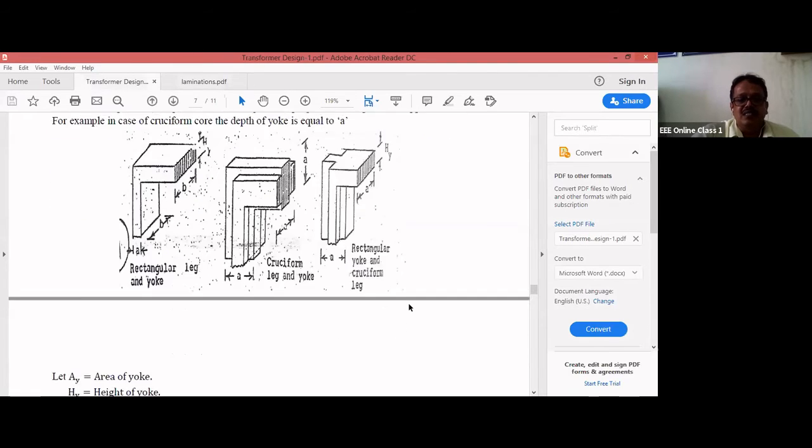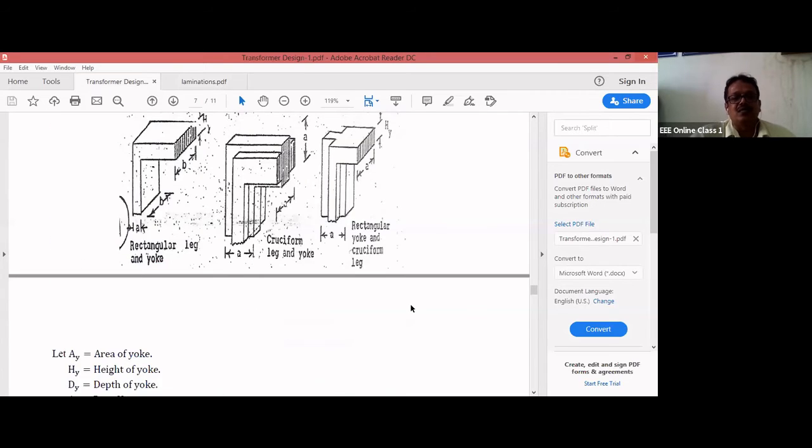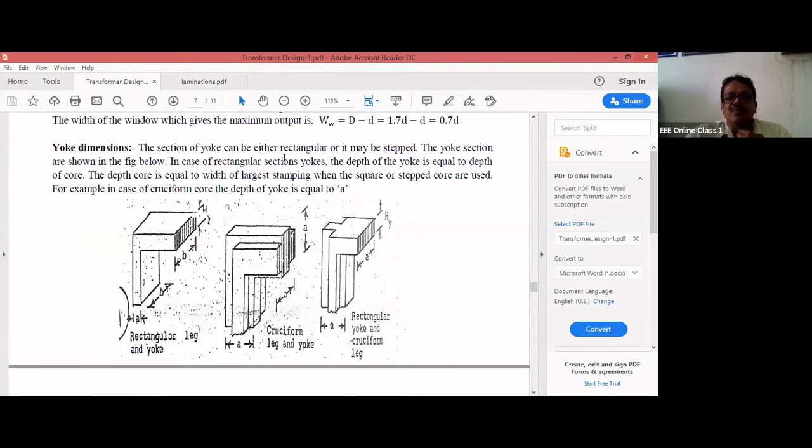So we will discuss the yoke. The section of the yoke can be either rectangular or stepped: 2-stepped, 3-stepped, or 4-stepped. In case of a rectangular section yoke, you can see here, this is the height of the yoke, and this is the depth of the yoke. The depth of the yoke will be equal to the depth of the core.